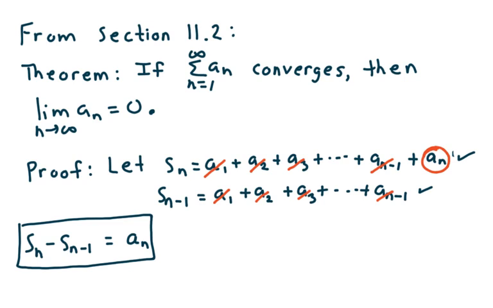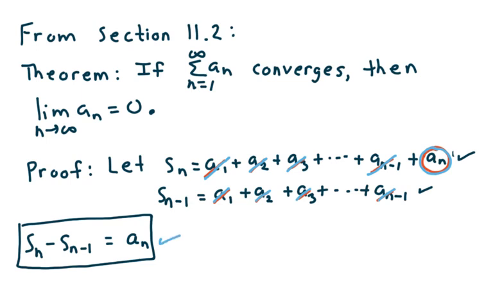And what I want to do is take s sub n and subtract off s sub n minus 1. When I do that, notice how the a sub 1 terms cancel, the a sub 2 terms cancel, the a sub 3 terms cancel, and we can keep going in that pattern up until a sub n minus 1. So the a sub n minus 1 terms will also cancel. And what we have left is a sub n. And so s sub n minus s sub n minus 1 is equal to a sub n.